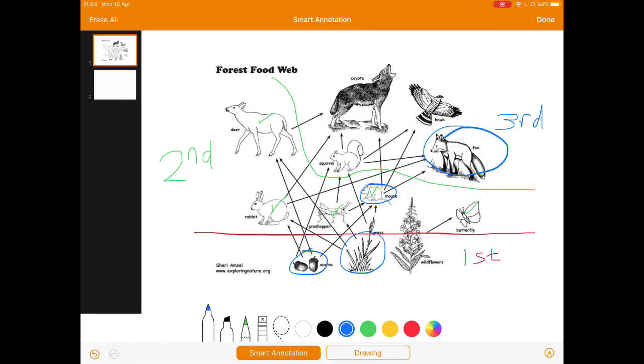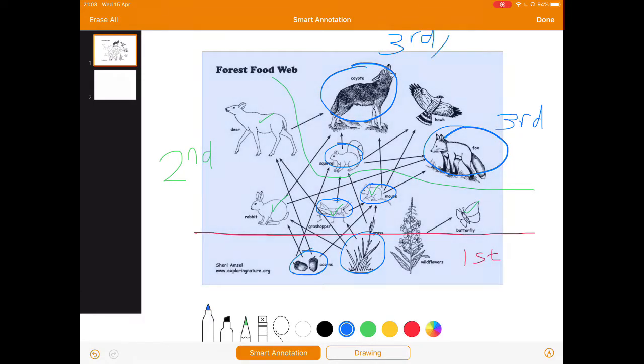Where it gets a little more complicated is some organisms, for example the coyote here. The coyote has 3 things in front of it, so we could say it's on the 4th trophic level. But there are other paths you could follow, for instance from the grass to the mouse to the coyote, where it's only on the 3rd trophic level. So there you can put 3rd/4th trophic level, because it depends which route you take.